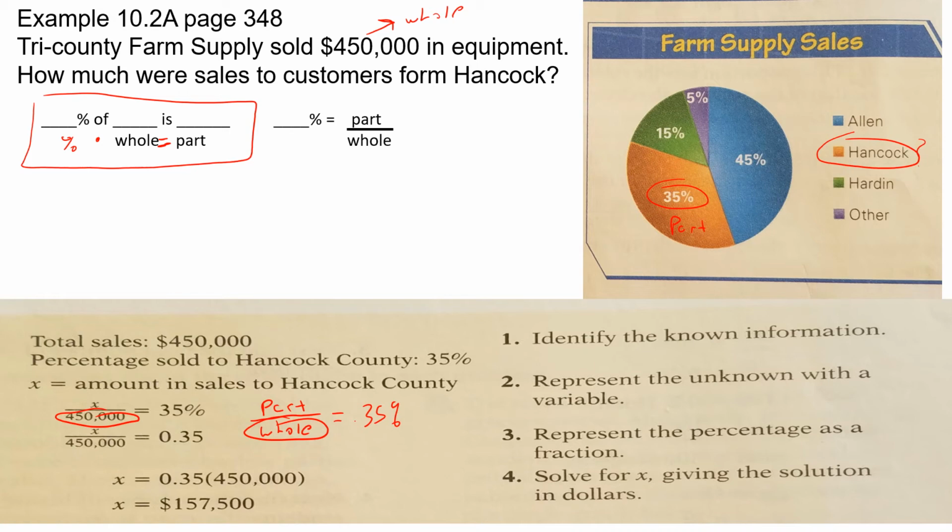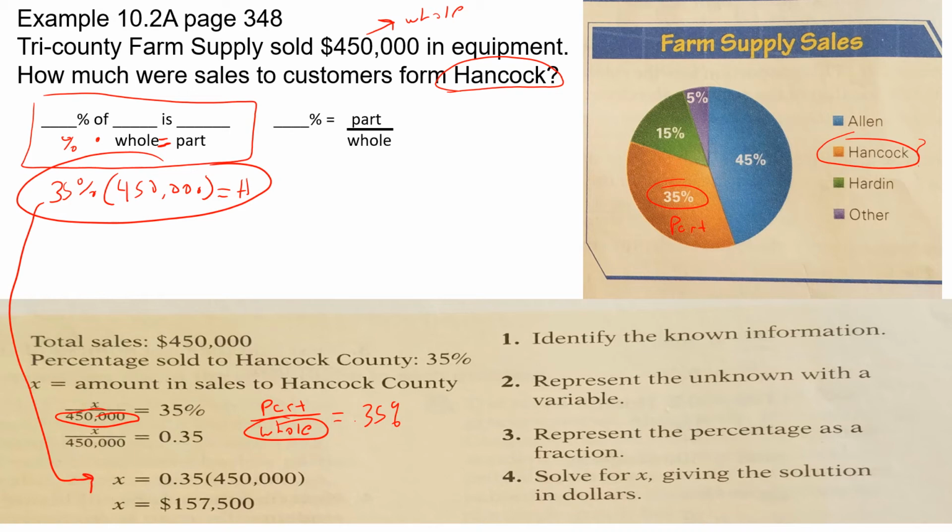So in this case here, if I was doing that, then I would write 35% times the whole. I know the whole amount was 450,000 equals the part. In this case, the part is how much Hancock sold, right? So this equation is actually the same equation that they're getting there. They've converted the percent to 0.35. And so I've just jumped from there to there, and I'm still going to end up getting, if I take 0.35 times 450,000, because I'm dropping my percent, I'm still going to get 157,500. And remember, we're talking about money here. We're talking about sales. So make sure you do your labeling. Make sure you label everything.